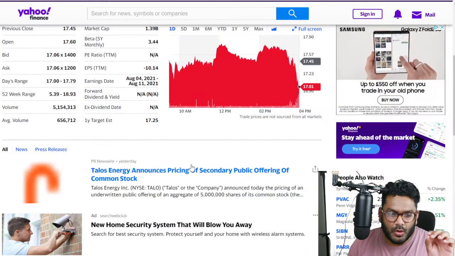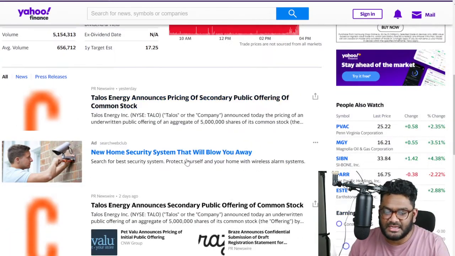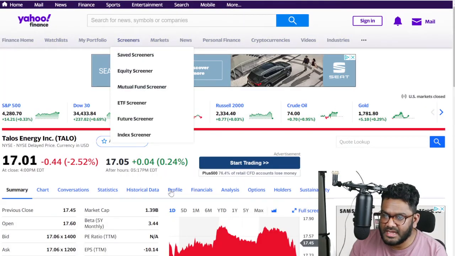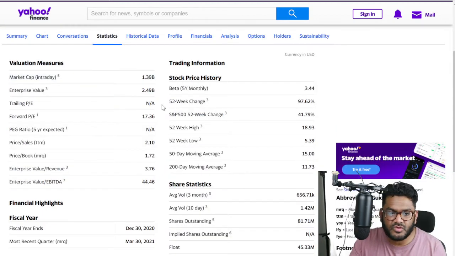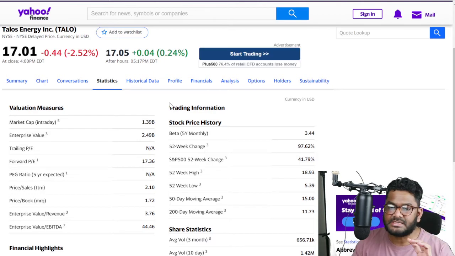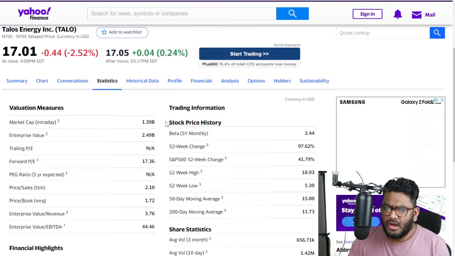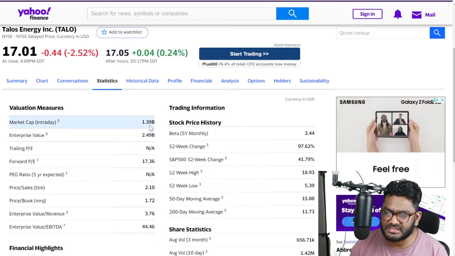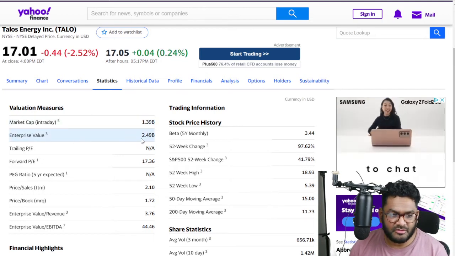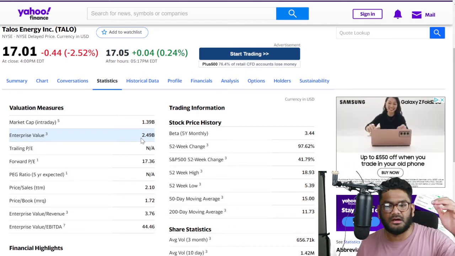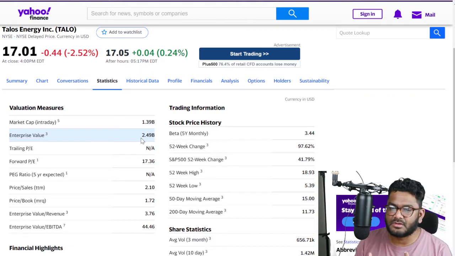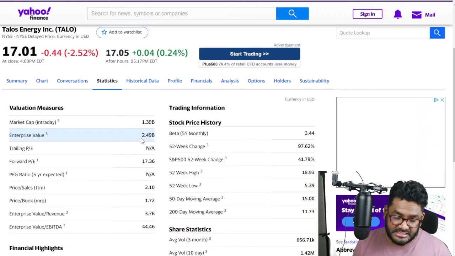Now we have to go a little bit further to understand what is actually happening here. What I want you to do is, if you can see here, summary, chart, conversations, and statistics, I want you to go to this stats section. If you go there, it will give you all the information that you need in a very simple table manner. Now the market cap of this company is 1.3 billion. Enterprise value is 2.49 billion. What it says here is the company's enterprise value is higher than the actual market cap. Is it a good sign? Yes, it is.